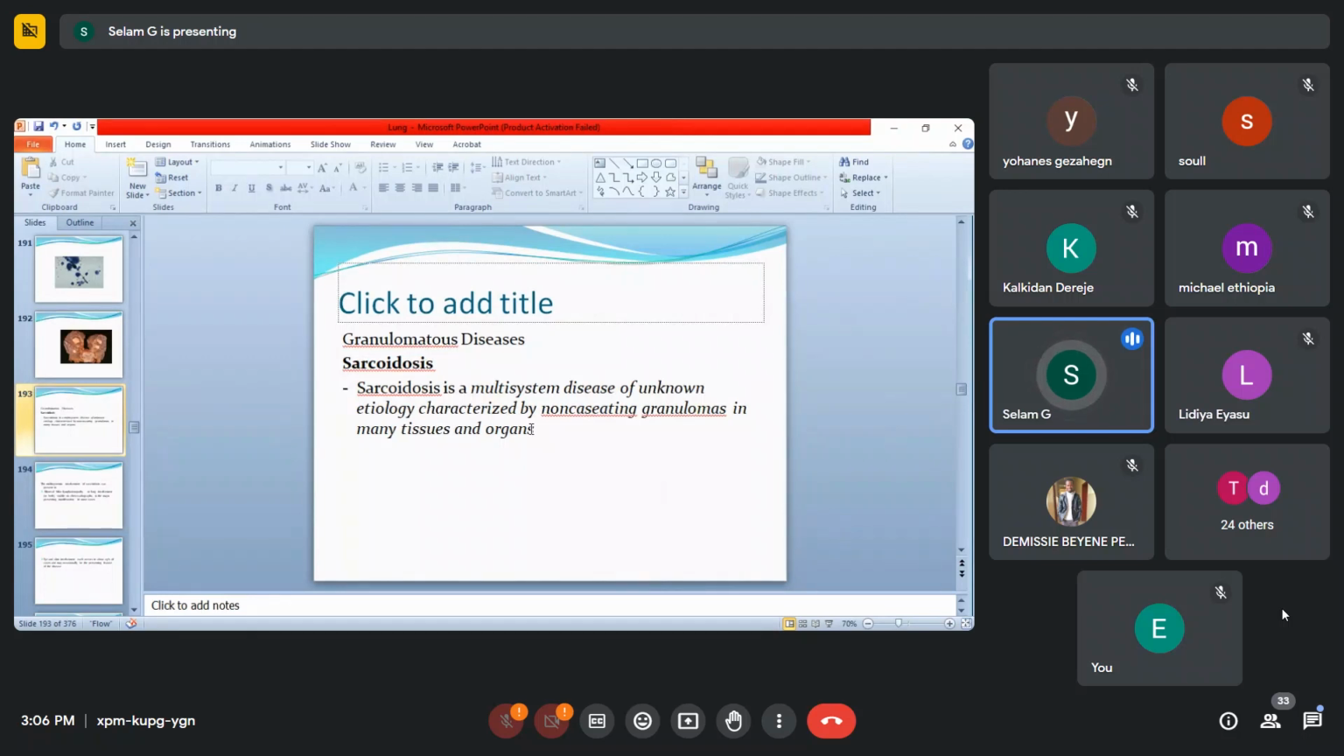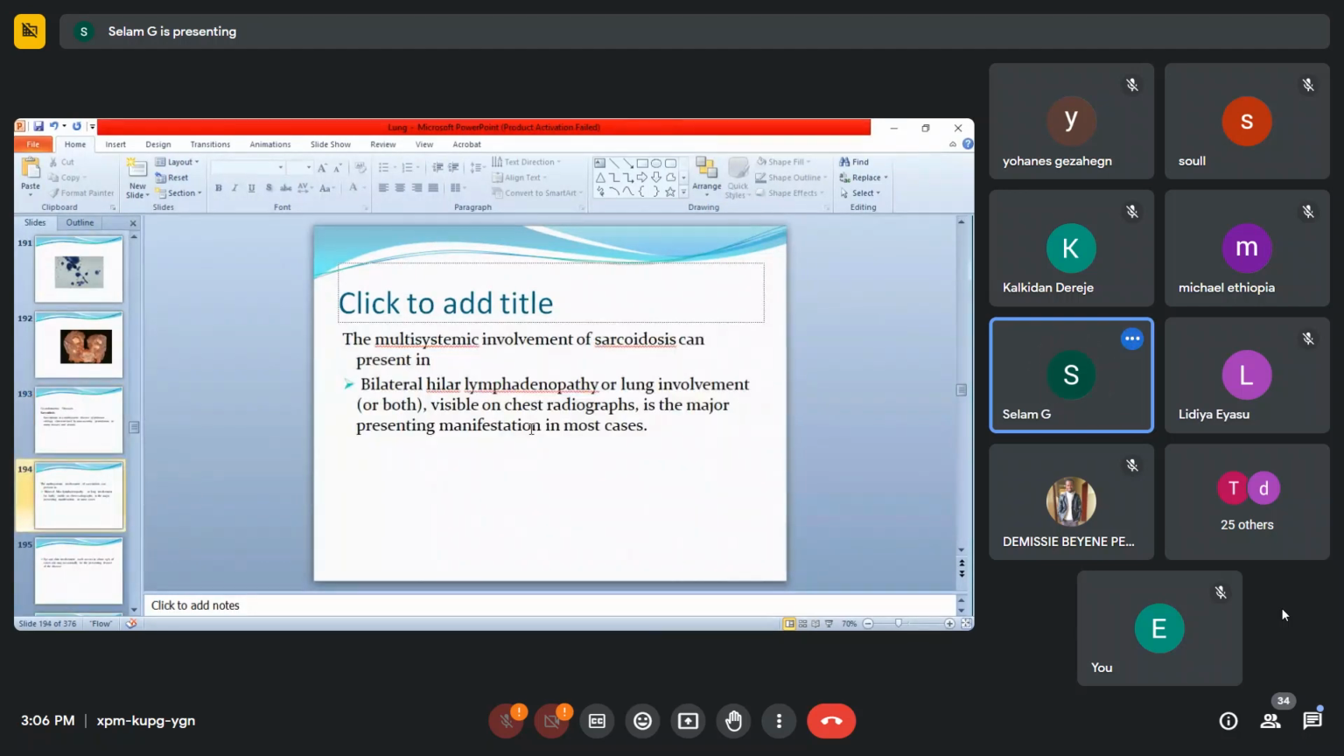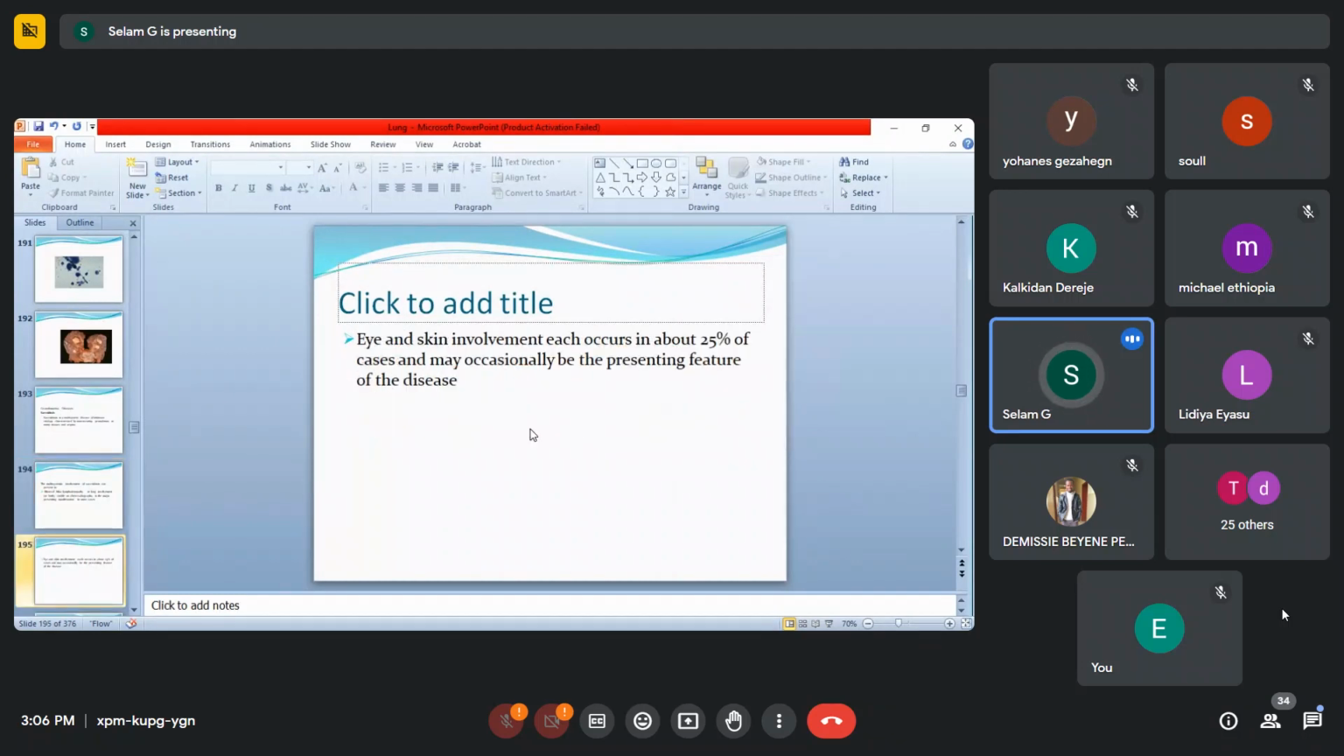If it's a caseating granulomatous inflammation, your immediate diagnosis will be tuberculosis. But in sarcoidosis, you don't see caseous necrosis; you see non-caseating granuloma. The multisystemic involvement of sarcoidosis can present as bilateral hilar lymphadenopathy or lung involvement or both. So visible on chest X-ray, lung consolidation with hilar lymphadenopathy is the major presenting radiologic finding in most cases.